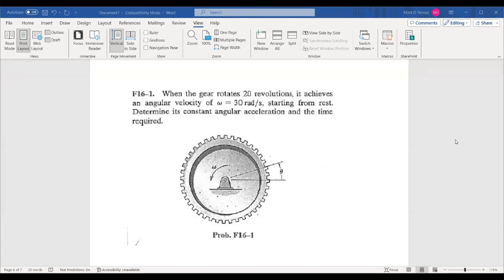Notice here that the angular acceleration is constant. That's going to be really important because we'll be able to use those basic equations if the angular acceleration is constant. So always look for that. In this case, it is, so we can use our basic equations. And also here it says we're starting from rest. Keep that in mind when we're setting the problem up.